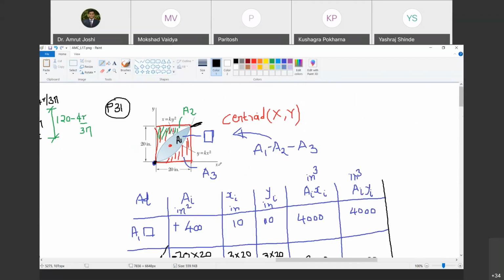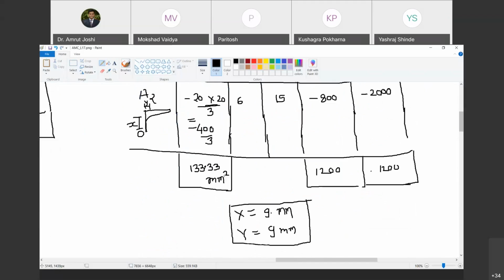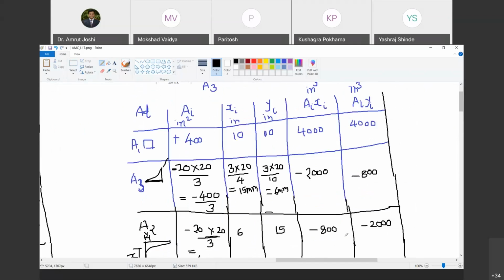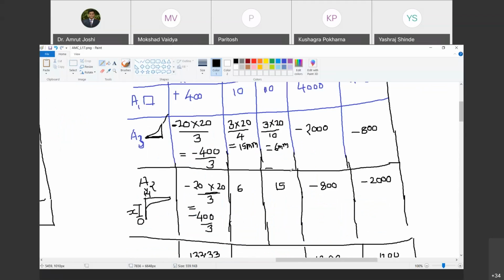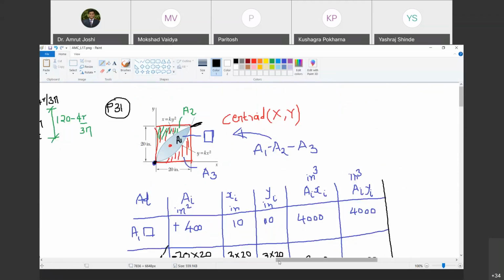This was all in inches, right? So replace this by inch square. Then this will be 9 inches and this is also in inch. Are you with me? Yes, sir. Okay. So this is how we have solved this problem number 31.